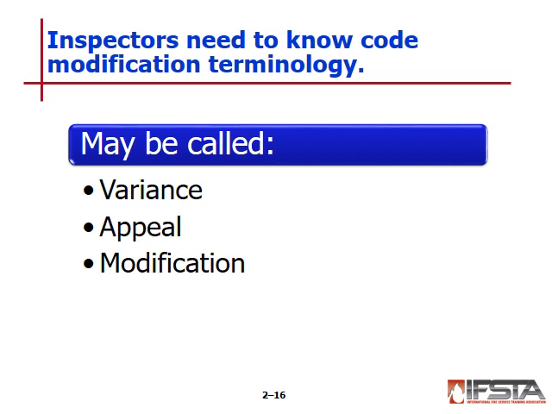Code Modification and Appeals Procedures. 1. During enforcement, it may become evident that code needs to be modified to be more effective or fair. 2. Citizens may appeal a code requirement they perceive to be unfair or overly burdensome. Code modification may also be called variances, appeals, or modifications.